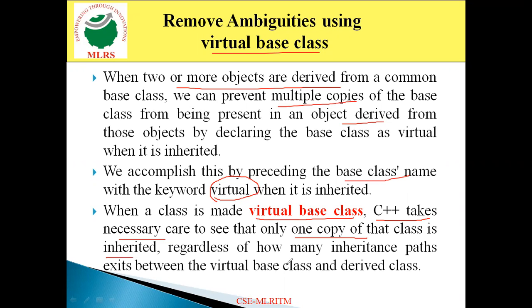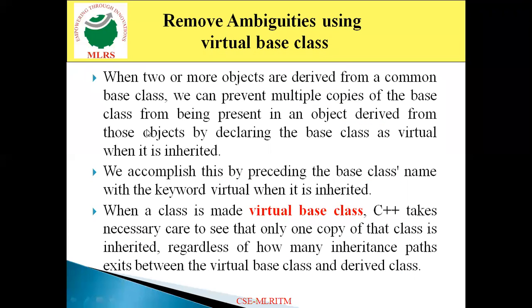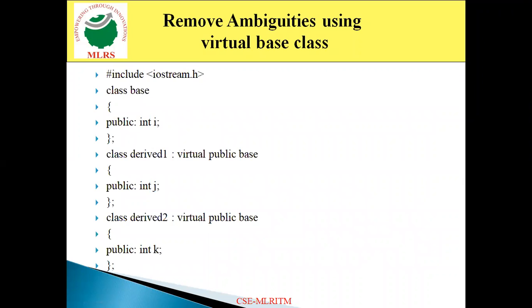However many inheritance paths exist between the virtual base class and the derived class, C++ will take care to generate only a single copy of that class. In such a manner, we make use of a virtual base class. Now look at how I work with a virtual base class. Here I am going to specify the example.